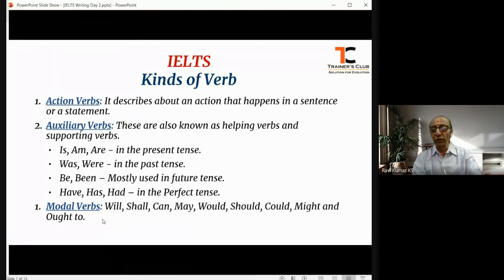Then comes the modal verbs. Again, this is another important thing one has to understand very clearly, why these modal verbs are so important. At certain times, these modal verbs are the makers or the breakers of certain sentences.